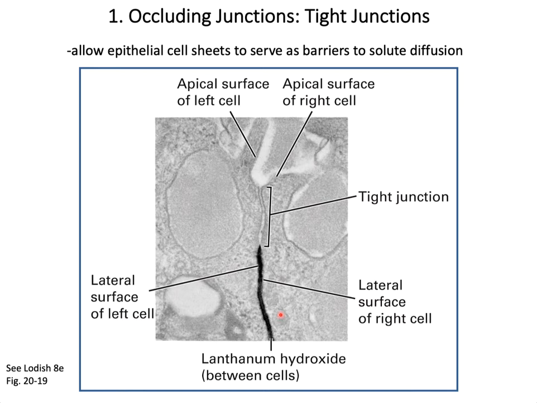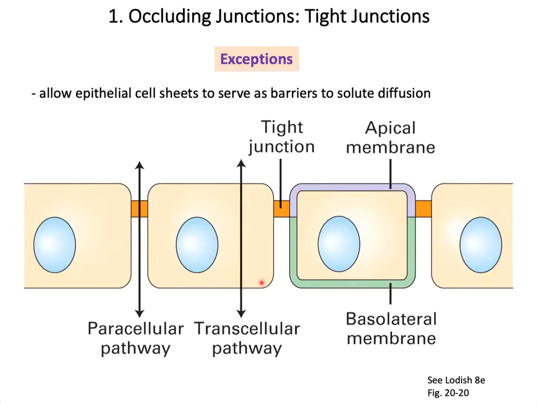And here is another example which shows the use of an electron-dense tracer known as lanthanum hydroxide. It was placed on the basolateral side of the epithelial sheet, and you can see that the tight junction prevents the flow of that solute past that sealed membrane onto the apical side. Now, of course, there are exceptions.